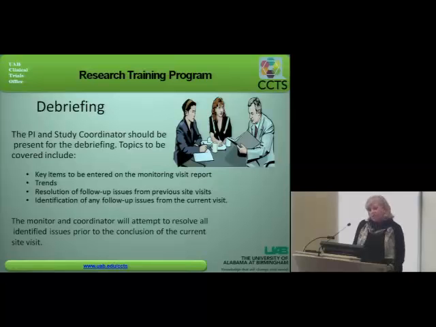And then the debriefing is with the PI and the coordinator, and they should both be present, and they should talk about any concerns that the monitor would have or trends that the monitor is seeing at her visits. And really make sure that you have a plan, a resolution, and re-educate your staff, so that if deviations occur, you have a plan in place that it's not going to happen again. And then identify any follow-up issues from that current visit and for future visits. So you want to make sure that anything that the monitor points out is addressed.